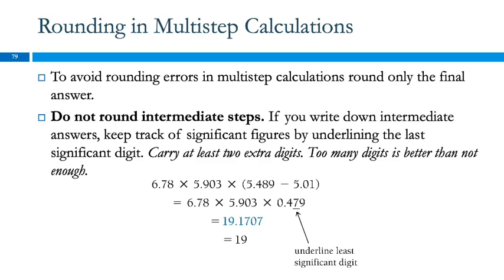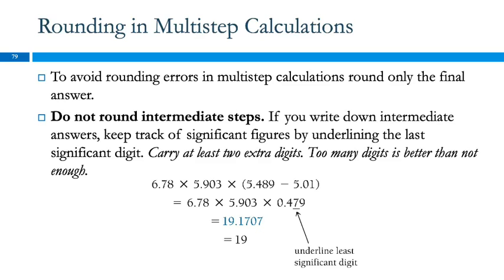So when we do a calculation, like these examples are showing us, the first answer we write down has too many digits. It should have at least 2 extra digits, even if we're not going to use it for anything else. And then we round for our final answer.